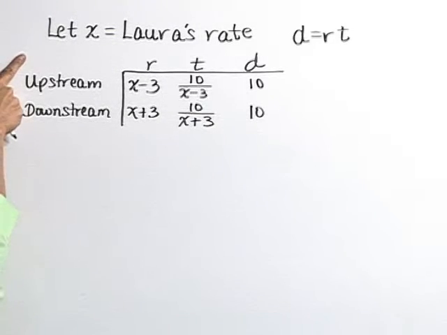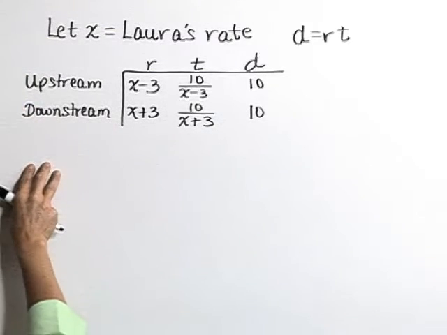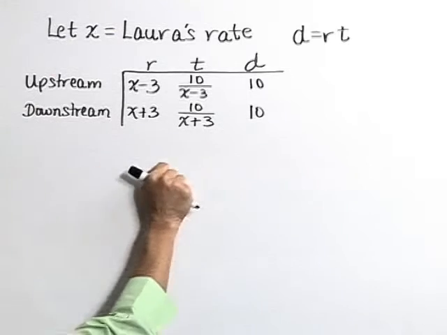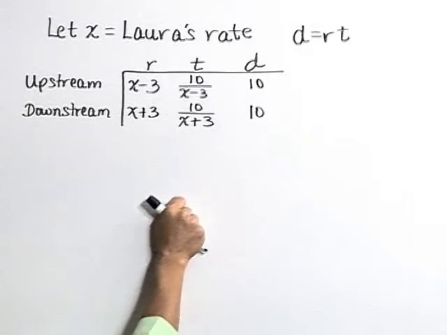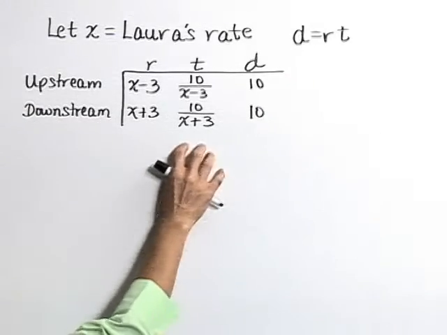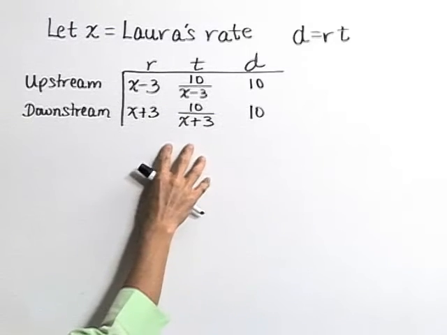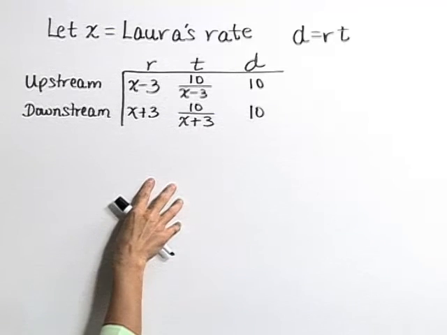In step 2, define your variable. Let's let x represent that thing we're trying to find, Laura's rate. Let's make a note that this is a distance, rate, and time problem. And let's use a table to organize our information and use that to write our equation.